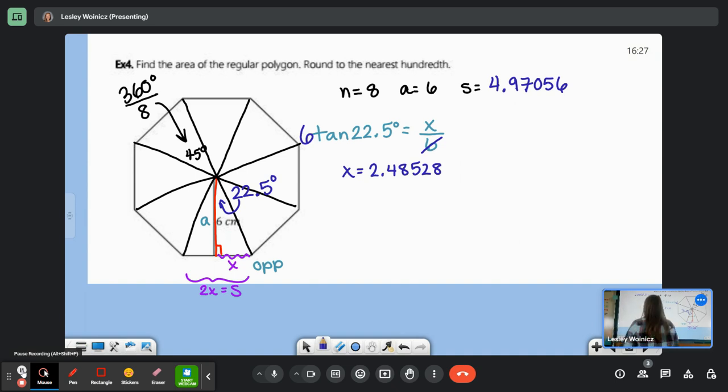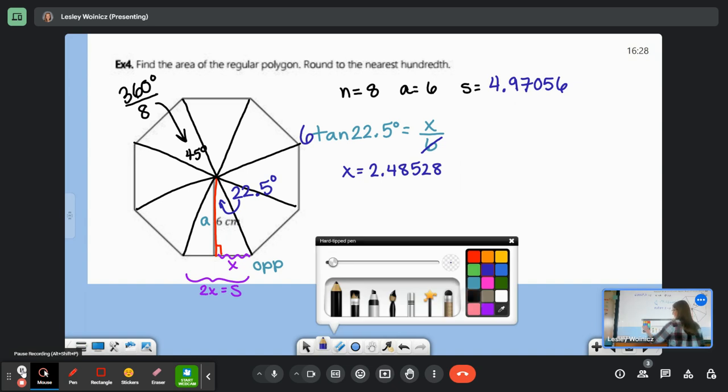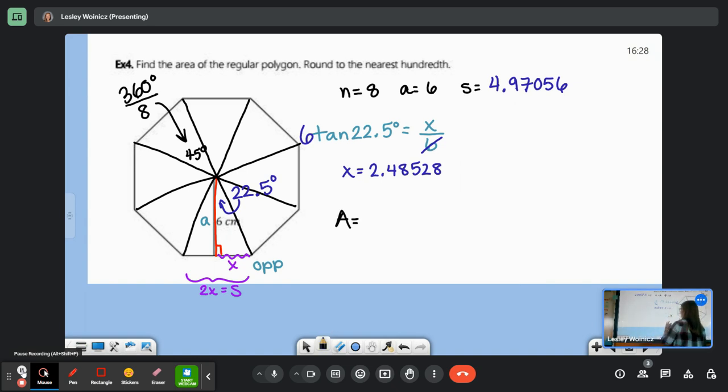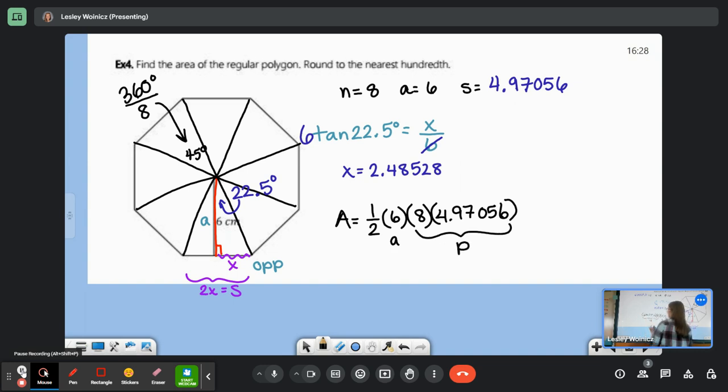All right. So let's plug it all in. Area equals 1/2 times our apothem, which is 6, times our perimeter. Our perimeter is going to be, this one's gross, so let's just say the perimeter is 8 times the 4.97056. Okay, so this is the apothem, and this is our perimeter.